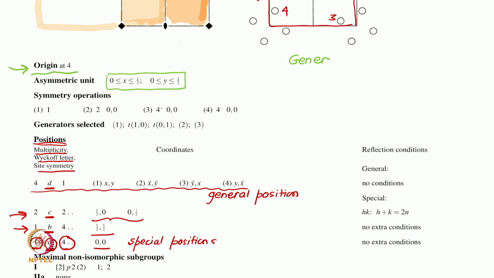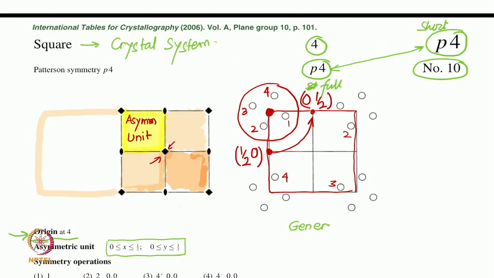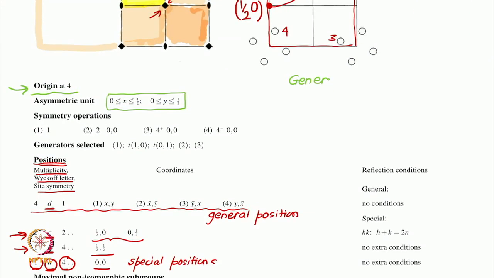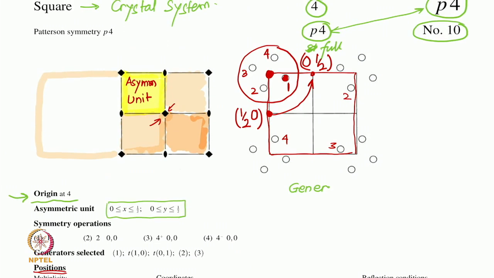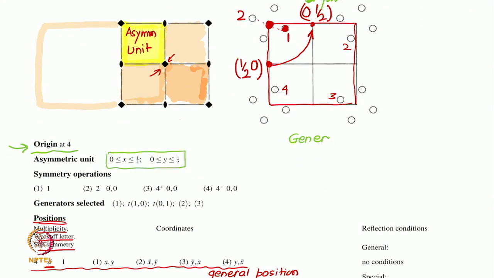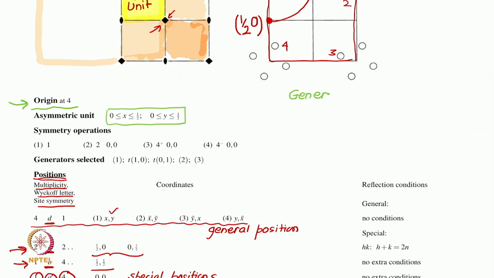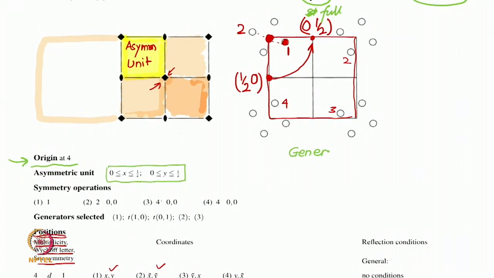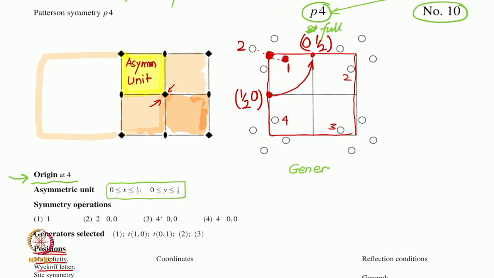And finally, 4 coordinates are listed for the general position. The first one is xy. Then the second one is x bar, y bar, just the opposite. Let me fix my numbering as per the International Tables. So if I take 1, xy, then x bar, y bar is just the opposite one. So this is actually 2, according to them. Then x, y bar: x is still positive, but y is negative. So this is the one.